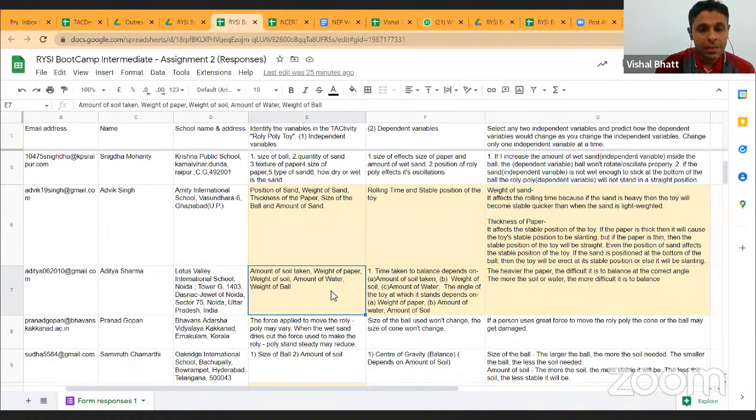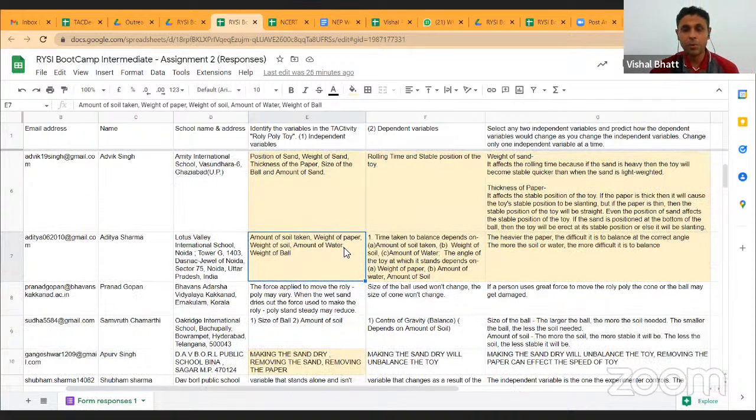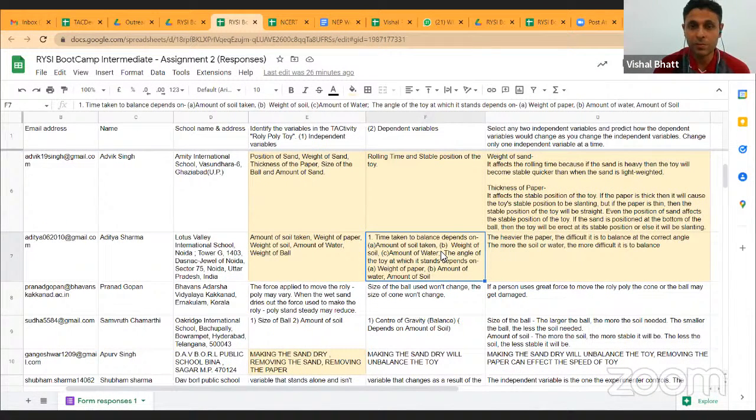Let's take one more submission, discuss a little, and then we will look at the demonstration of actually changing some of the variables. Here it is amount of soil, weight of paper, weight of soil, amount of water, weight of ball. So weight of ball is another interesting one. If you increase the weight of the cone, so let's say I take the same sized ball, but I take a thicker plastic, then the weight of the ball would also increase. So this is also an interesting observation, that it's not just the size, but you also look at the mass of the ball itself.